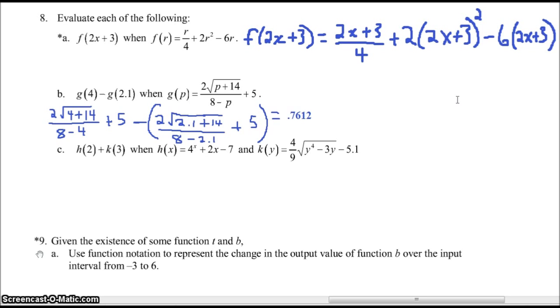Alright, let's try part C. h of 2 plus k of 3 when h of x is 4 raised to the x plus 2x minus 7 and k of y is 4 over 9 square root of y to the 4th minus 3y minus 5.1. All we're doing is taking 2 and substituting it in for our input x, and taking 3 and substituting it in for our input y, as follows.